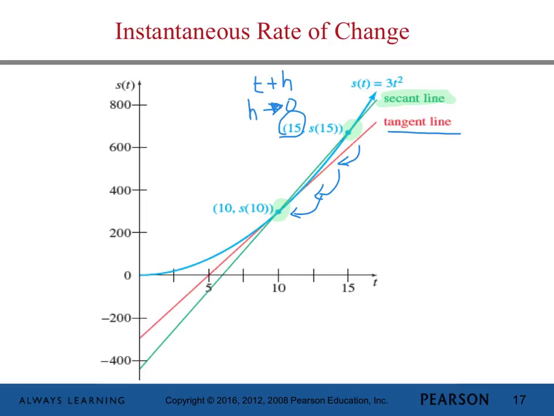So we're going from 15 to maybe here, and then here, and then here, until finally that point is coming so close that 10, s of 10, and 10 plus h, s of 10 plus h, are so close together that they're practically on top of each other.